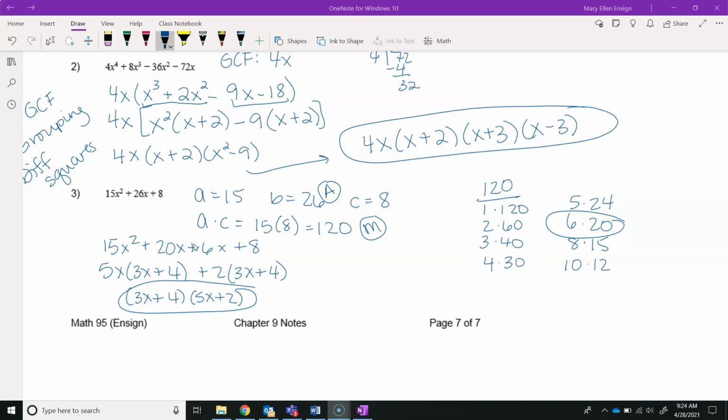So I wrote out my A, B, and C. I wrote out what A times C was going to be, so I knew I needed two numbers to multiply to 120 and add to 26. When you think of your factors of 120, make sure you write them all out. I'd missed one actually at first. 6 and 20 are the two that do that, so here are my two values here that I wrote, because 20 plus 6 equals 26. Did my factoring by grouping, got my final answer.